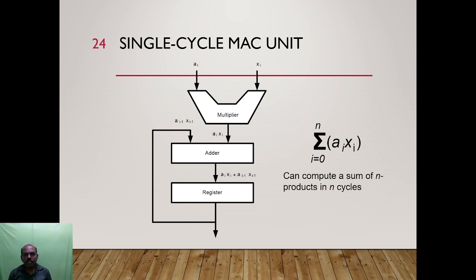The multiplier has 2 input signals, one from A, then another one from X. The multiplier output is going to the adder. Then the adder has 2 inputs. One is A(i-1), X(i-1). Then the other one is A(i), X(i). Both the signals will be added in the adder block. The output is going to the register. This is the basic formula for a single cycle MAC unit.